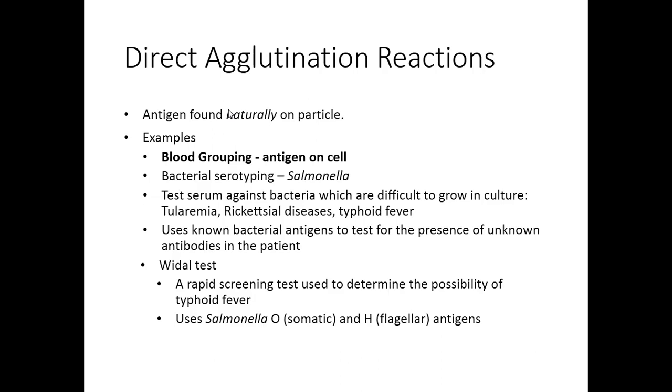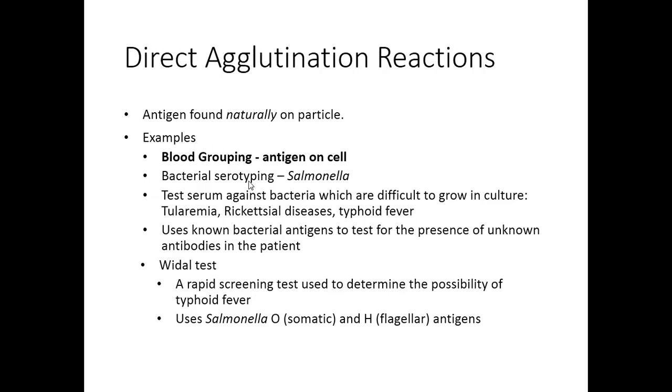Remember, in red cells we call it hemagglutination, and in bacteria we call it coagglutination. Some of the tests that use direct agglutination, where we're simply mixing antigen and antibody, include blood grouping, ABO, Rh, the antigens on the cell. Sometimes we can run tests for bacterial serotyping, or tests where bacteria are difficult to grow in culture.